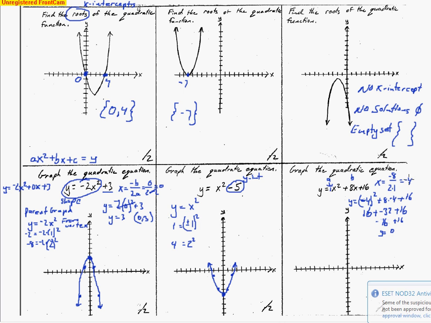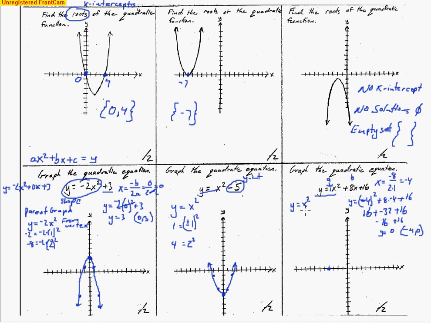But I have to go 4 spaces to the left. So negative 4, comma, 0 is the vertex. So over 4 spaces, put that dot, and then use the parent graph. So again, the parent graph is this. It's the same as what we had on number 5 here. It's just y equals x squared.